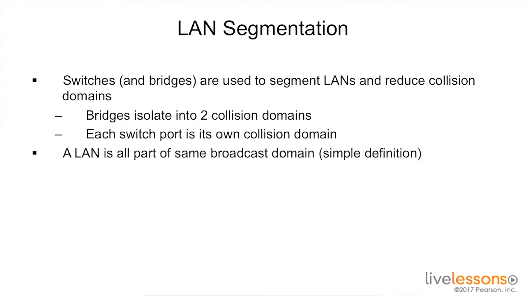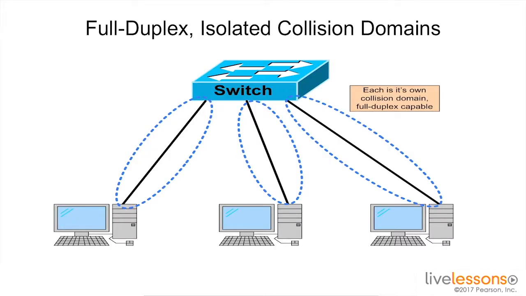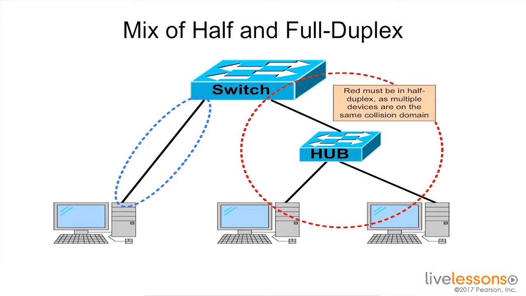A LAN is all part of the same broadcast domain. But remember, a simple definition of a LAN is all the same broadcast domain, so we only separate the collision domains with a switch. To demonstrate that, in this scenario, we're showing individual hosts connected to individual ports on a switch, and each port is its own collision domain, allowing that host to have access to the full bandwidth of that link. Now, can we mix hubs and switches?